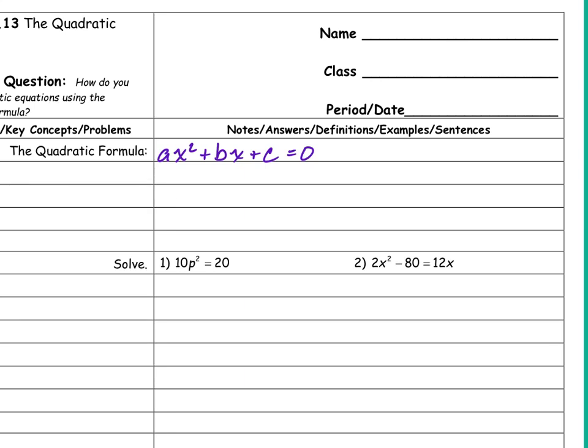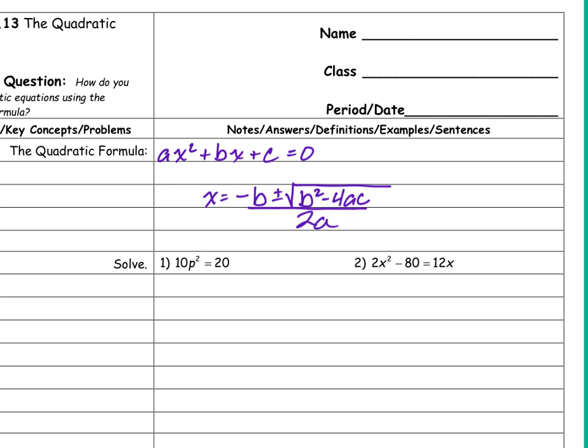So I want everything on the same side of the equal sign. And then what I'm going to do is, the quadratic formula says this: x equals minus b plus or minus the square root of b squared minus 4ac, all divided by 2a. Okay? So that's the quadratic formula.